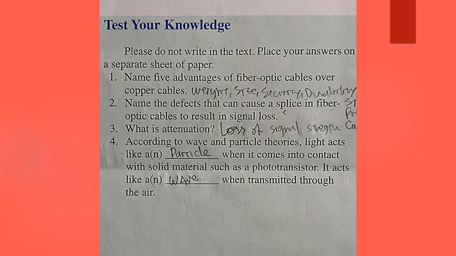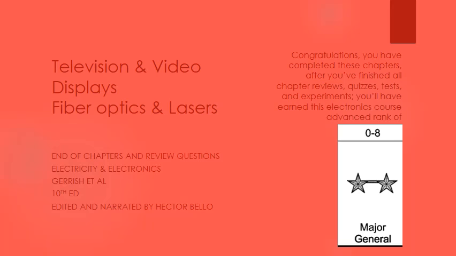Question 4. According to the wave and particle theories, light acts as a particle when it comes in contact with a solid material, such as a phototransistor. It acts like a wave when transmitted through the air. Question 5. Name two common transmitters of light through a fiber optic cable. That would be LED and laser.